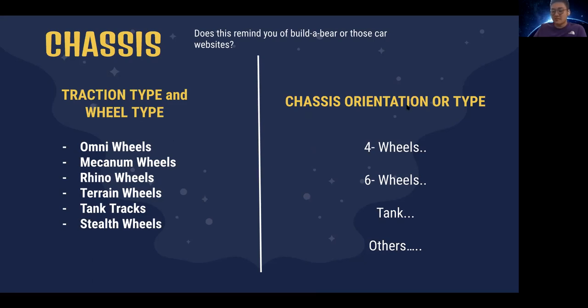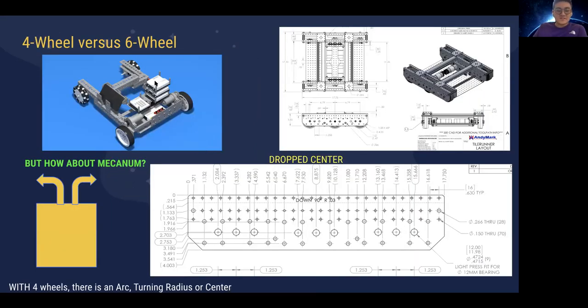orientation or type of chassis. For example, I want a 4-wheeled robot or a 6-wheeled robot, or I want tank drive. Yeah, so this is really similar to Build-A-Bear. To talk more about the design and to go more in depth, a 4-wheel robot versus 6-wheel robot. If I was to compare maybe this robot on the top left, which is 4-wheeled, versus the robot on the bottom, the tile runner, the 6-wheel tile runner.